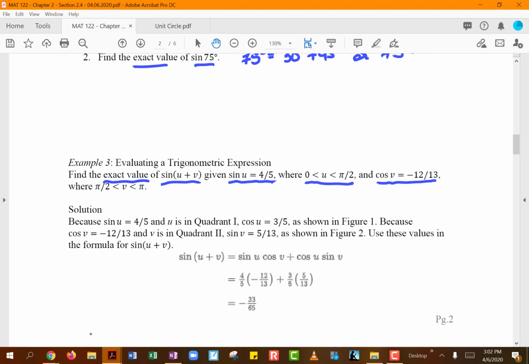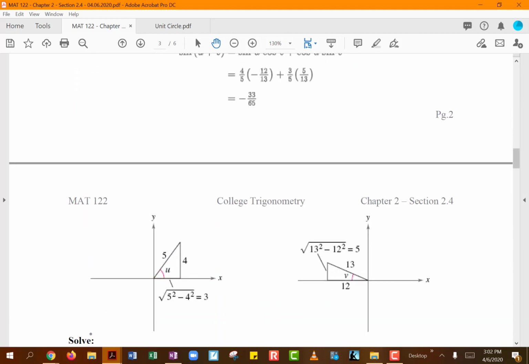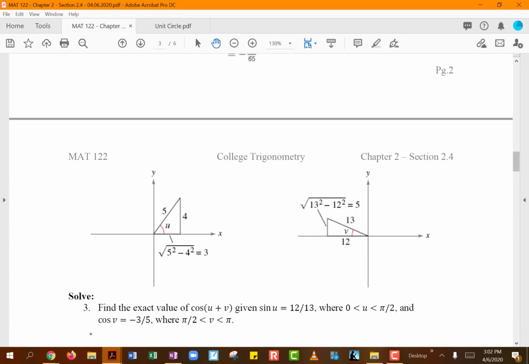And this time our angle v is actually going to be in the second quadrant, which is going from pi halves to pi. Okay? So sine of u is given to us. We know u falls in quadrant 1. And then since this falls in quadrant 1, you can actually go ahead and calculate what your cosine of u is going to be. So they have actually used this little right triangle trigonometry here. So just think about it.